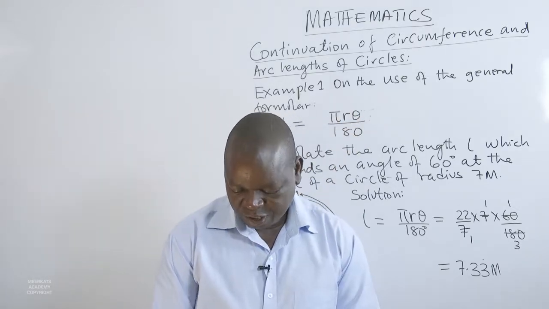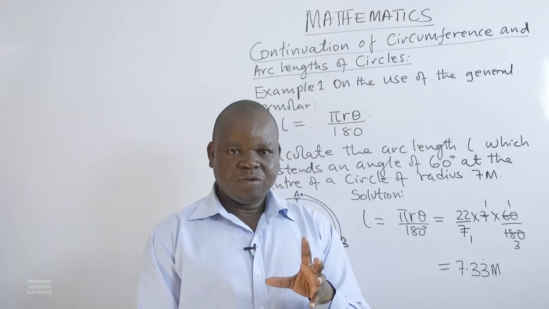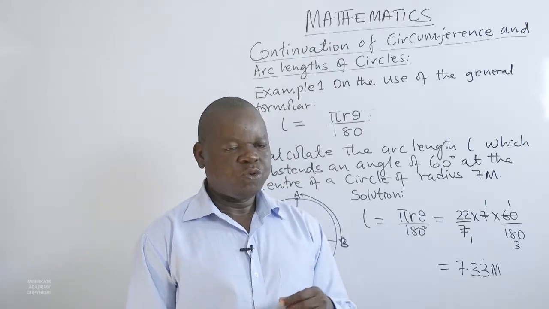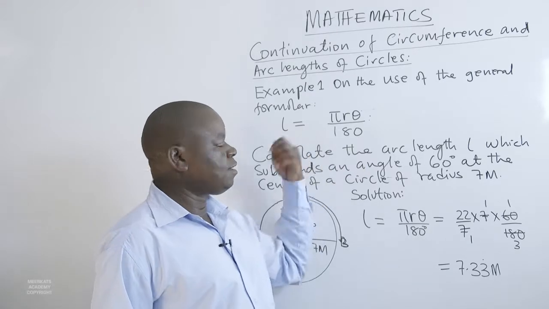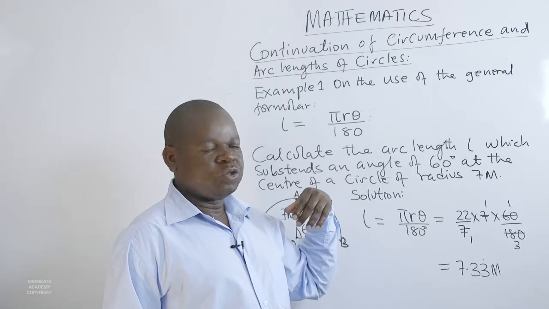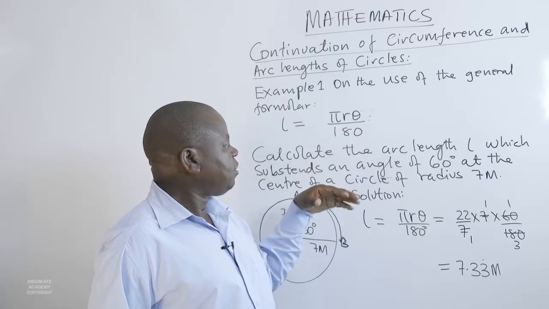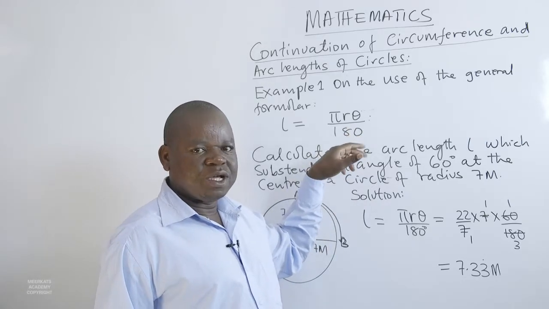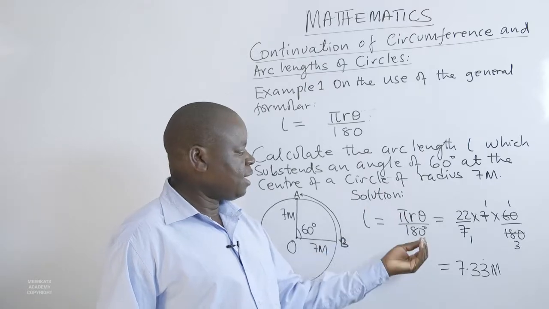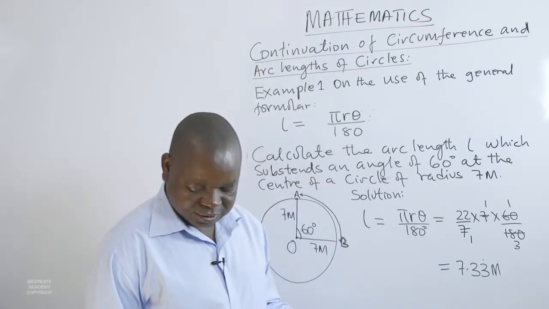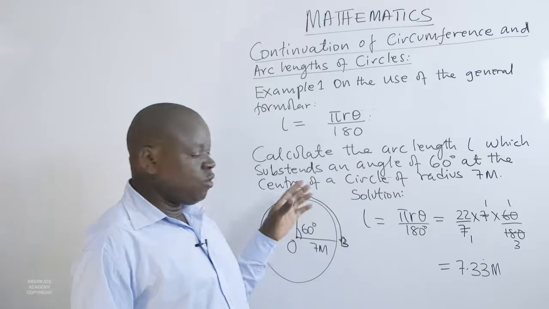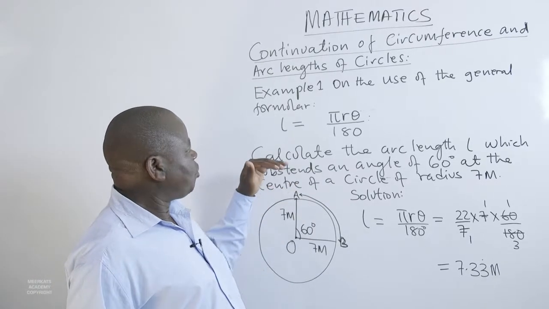That means if we are given an angle in any circle, we are able to calculate that arc length without using any other formula that we derived yesterday. So this will be the general formula that will guide you in any calculation of arc lengths of a circle. Let's look at an example on the same.